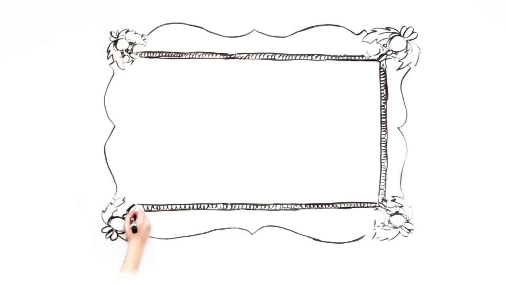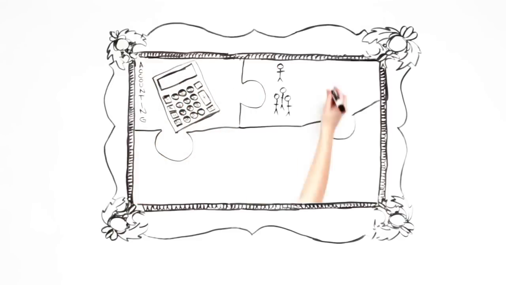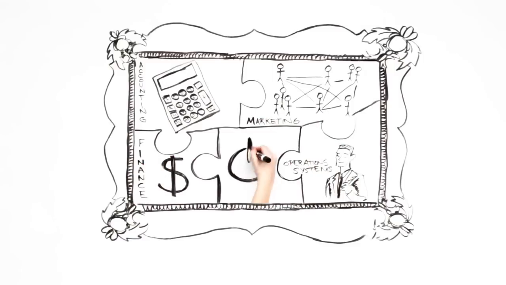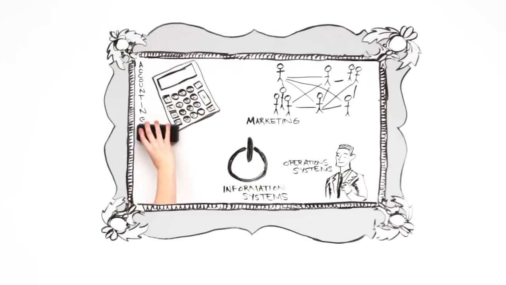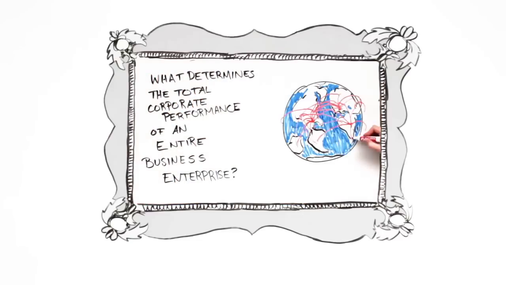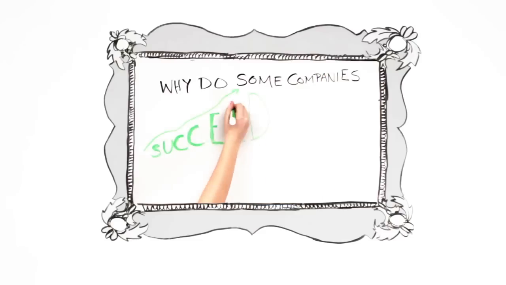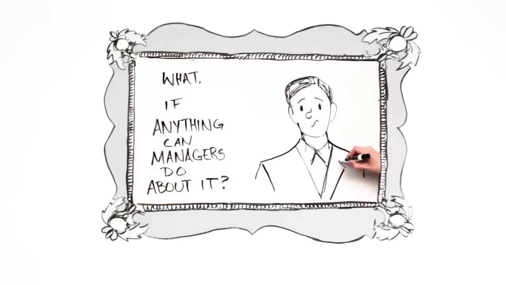Strategy is a bit different from the other courses in the curriculum. Most of the other courses focus on individual pieces of a business, functional areas like accounting, marketing, finance, operations, or information systems. In contrast, this course is devoted to the entire business as a whole. By taking this holistic approach, we'll be asking the really big picture questions about how to run a business, such as, what determines the total corporate performance of an entire business enterprise? Why do some companies succeed while other companies fail? And what, if anything, can managers actually do about it?